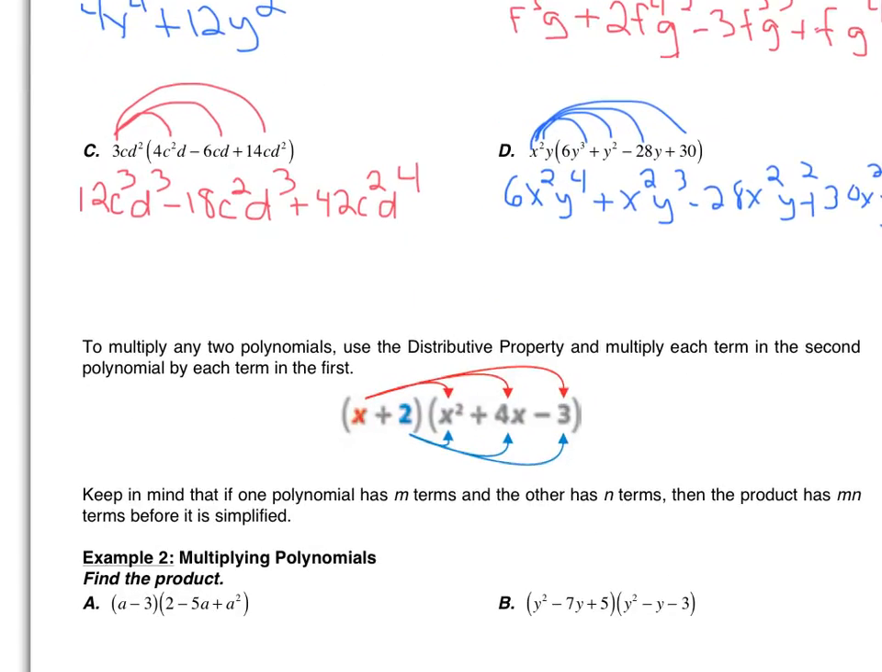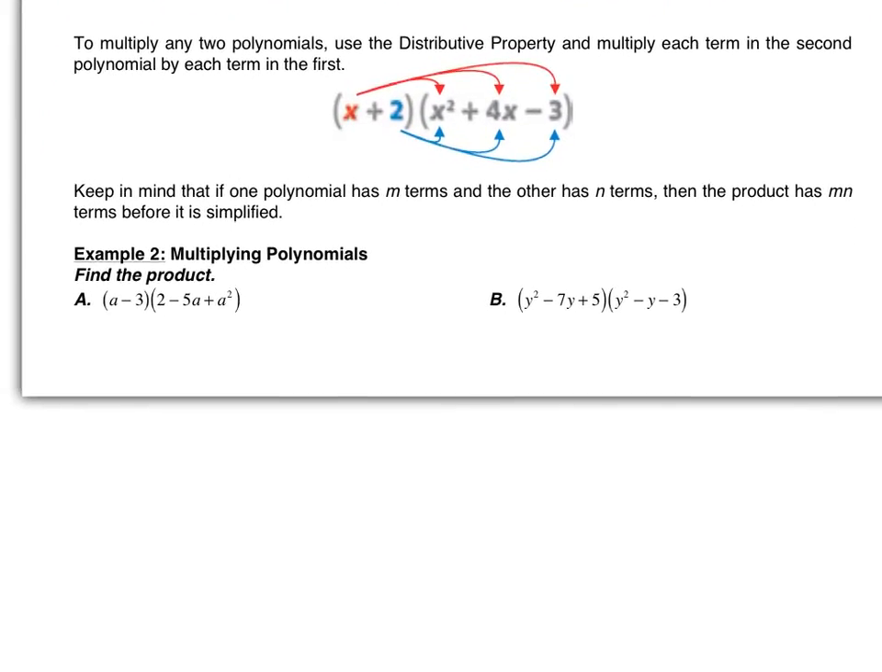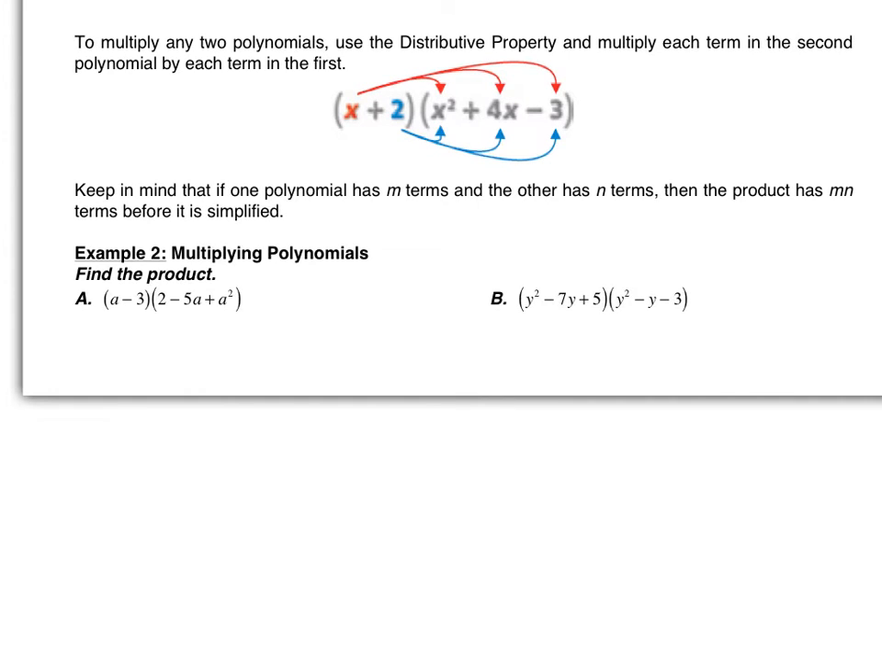Let's look at multiplying two polynomials using the distributive property. In order to multiply a binomial times a trinomial, we're going to take each term and multiply by each term in the other. So if I have a, I'm going to multiply a times 2, a times negative 5a, and a times a squared. So a times 2 is 2a, times negative 5 is negative 5a squared, and a times a squared is a cubed.